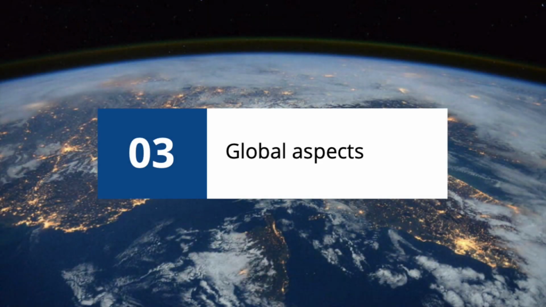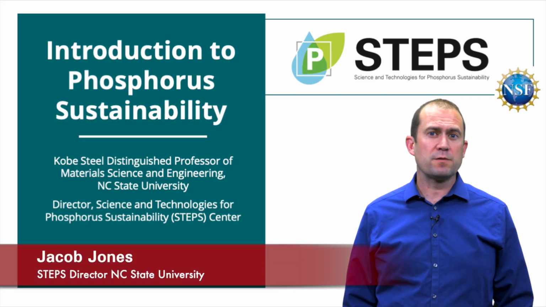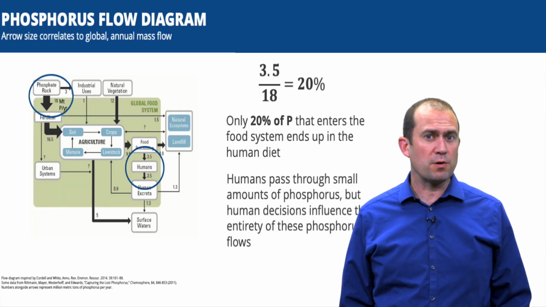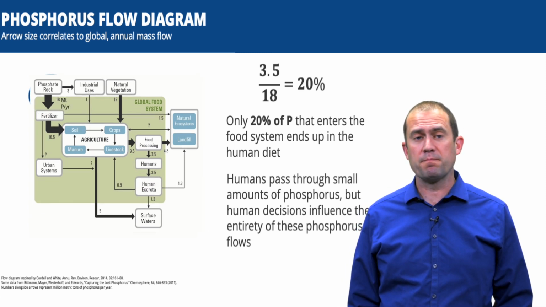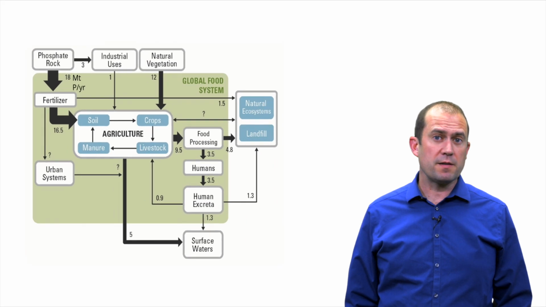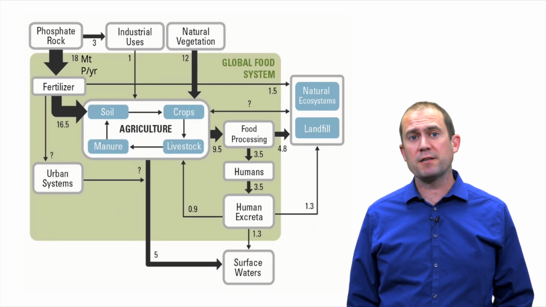In part 3, we'll further extend some of these concepts to the global scale. One way that the magnitudes of phosphorus sourcing and utilization throughout the global food system is shown is on this graph, which is called a phosphorus flow diagram. Starting with phosphate rock in the upper left, the size of the arrows scale with the global annual mass flows.